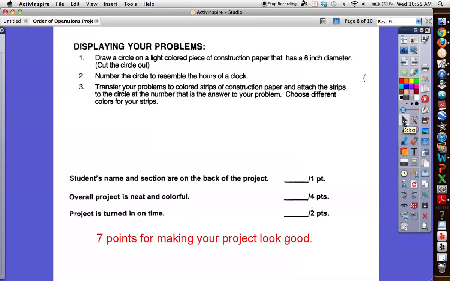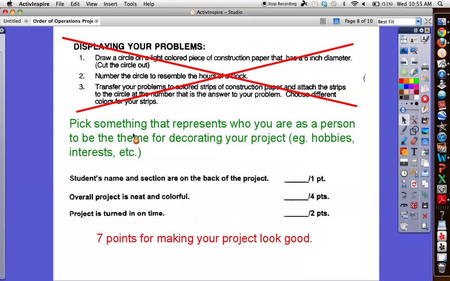This is all well and good. Circles are cute and everything like that. But I'm going to say no. Instead, let's do this. This is more interesting. I want you to pick something that represents who you are as a person, and I want you to use that to display your expressions.